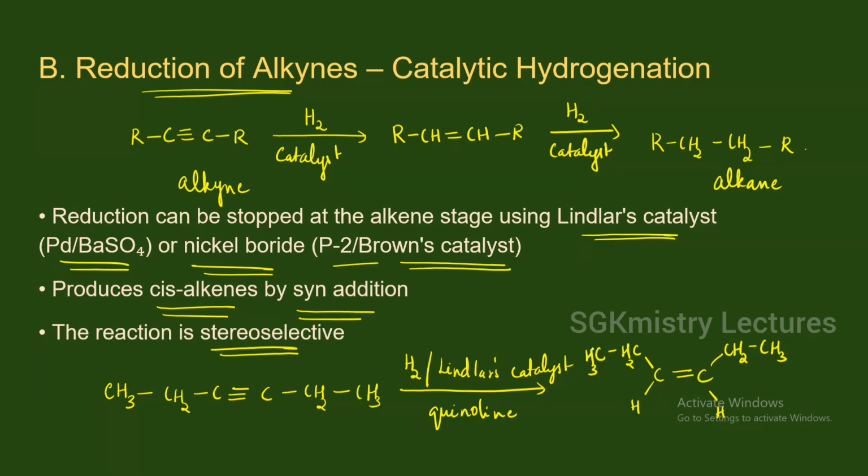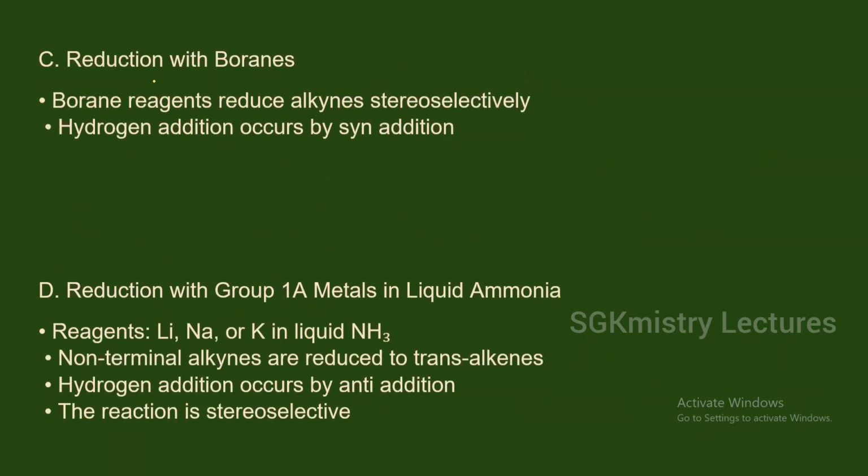So what is this? You can see 1, 2, 3, 4, 5, 6. There are 6 carbon atoms, and in the third position there is a double bond. So it is hex-3-ene, or you can also call it cis-hex-3-ene. This is the major product, with 95% yield. So the reduction of alkyne in the presence of Lindlar's catalyst is stereoselective in nature. Next, you can also use boranes for the reduction of alkynes.